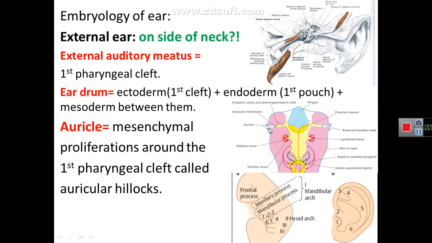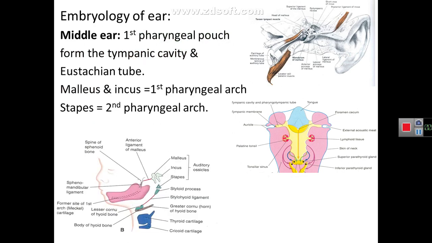The auricle is formed by mesenchymal proliferation around the first pharyngeal cleft. There are many mesenchymal proliferations around the first pharyngeal cleft. These mesenchymal proliferations are called auricular hillocks that form cartilage of the auricle. Actually, there are 6 auricular hillocks, mesenchymal proliferations, that will form 6 pieces of cartilage. These 6 pieces will fuse together, resulting in formation of the auricle. This is about embryology of the external ear.